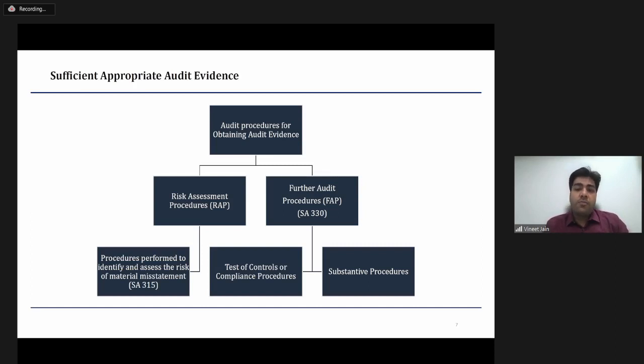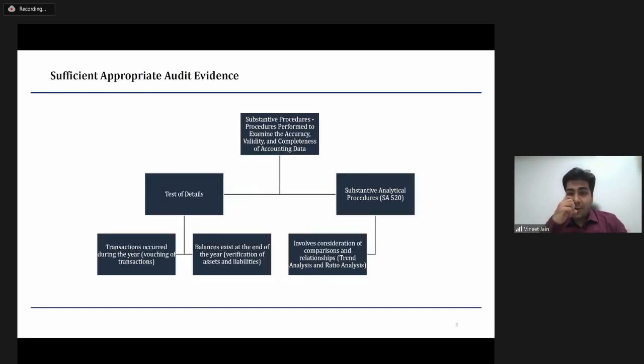Whereas substantive procedures are those procedures which are performed to examine the accuracy, validity, and completeness of accounting data. These procedures are more number impacting. These are related to the numbers appearing in the financial statements. All the work, all the backups, all the audit evidence which is required to be gathered, particularly pertaining to the numbers on the financial statements, we need to perform the substantive procedures. So these substantive procedures are very important, and these are further divided into test of details.